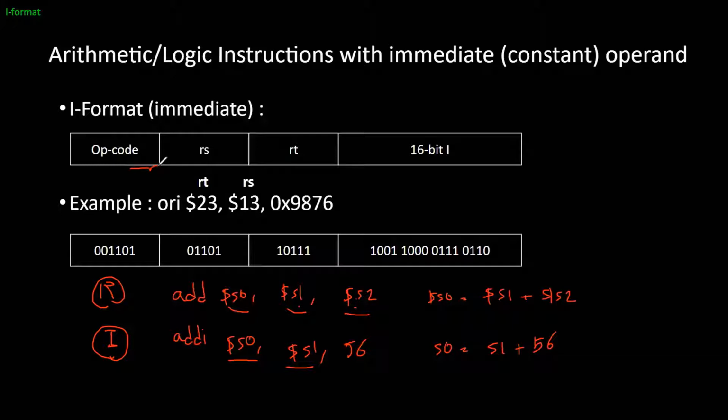The pattern is that we have the operation code, which is going to be 6 bits. Then we have two spaces for the registers, and each is going to be 5 bits. And then we have 16 bits for the I. So this number that we are putting here can be at most 16 bits. You can find out what the maximum number with 16 bits is.